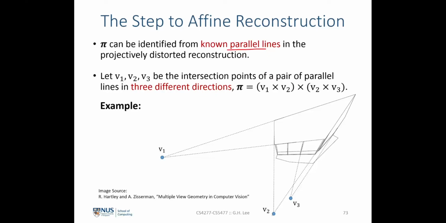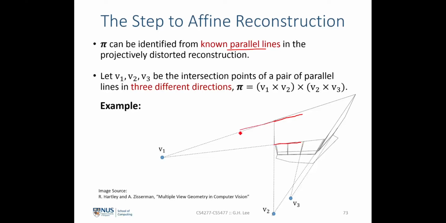So we will just simply need to know at least 3 sets of parallel lines in 3 different directions in order to find the plane at infinity. For example, this is the reconstructed 3D structure with projective ambiguity. So if we know that these 2 lines correspond to the roof, they are supposed to be parallel lines.